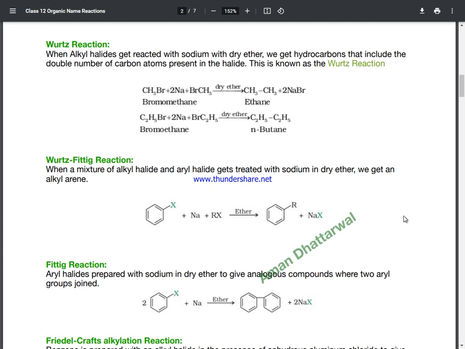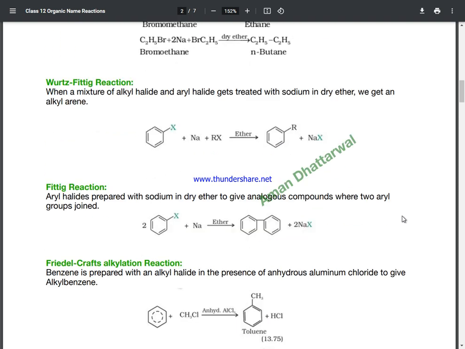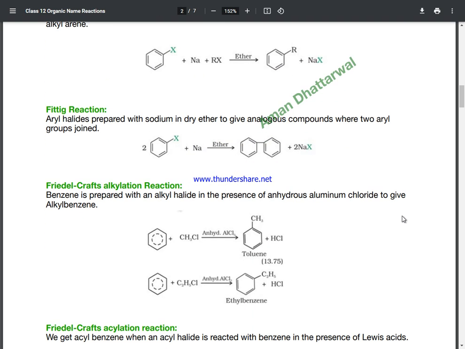Wurtz-Fittig reaction. When a mixture of alkyl halide and aryl halide is treated with sodium in dry ether, we get an alkyl arene. Fittig reaction. Aryl halides treated with sodium in dry ether give analogous compounds where two aryl groups are joined.